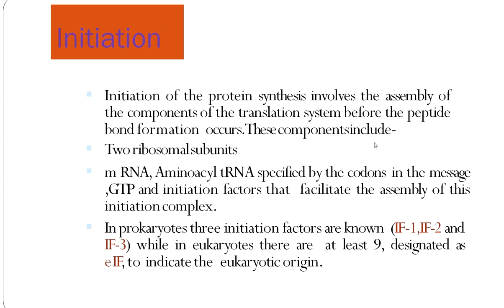These components include two ribosomal subunits, mRNA, aminoacyl tRNA, GTP, and initiation factors that facilitate the assembly of this initiation complex. But there is a difference in initiation factors in prokaryotes and eukaryotes. In prokaryotes, there are three initiation factors known as IF1, IF2 and IF3. While in eukaryotes, there are at least 9 initiation factors, designated as eIF to indicate the eukaryotic origin.